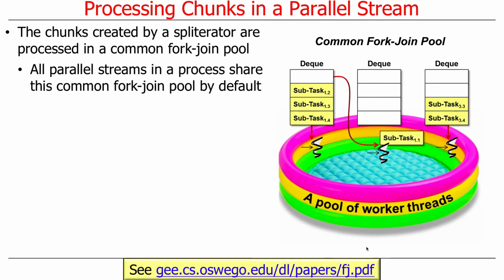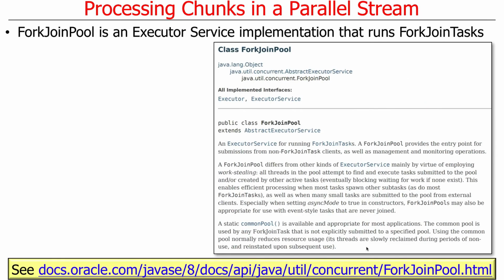And here's basically what goes on. All parallel streams in a process, not in a pool, all parallel streams in a process are going to share the common fork join pool by default. So out of the box, you all use the same one. It's possible to change this, although it's very tricky. So what the heck is a fork join pool?